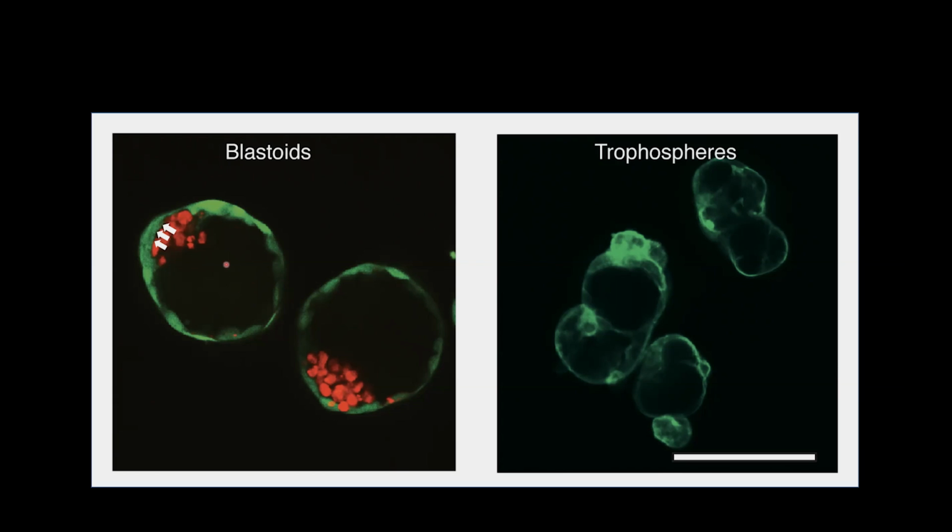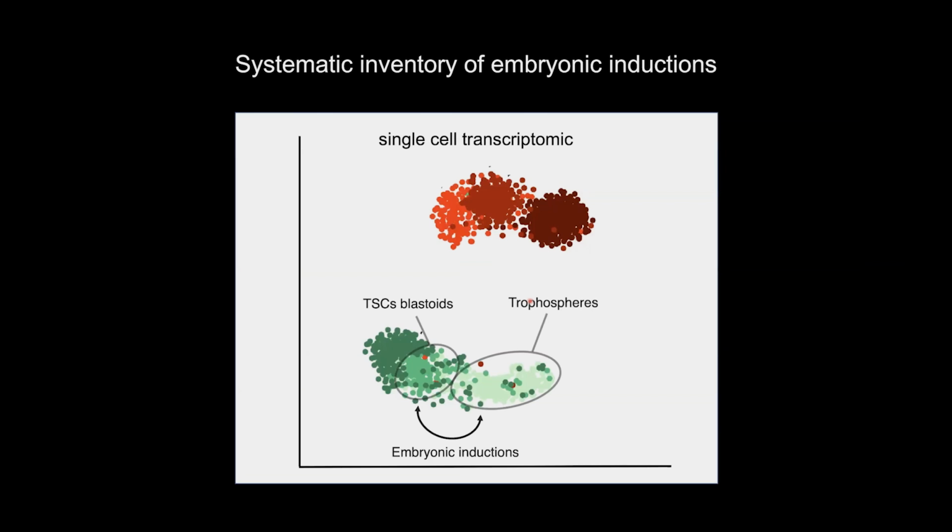And now what we can do is to systematically observe the role of those embryonic inductions by comparing blastoids and trophospheres. And this is what we did here. This was early days of single cell sequencing. What you can see here is a UMAP of single cells that were taken from either trophoblast stem cells that are cultured in 2D. So this is the starting point. You can see them here. Also embryonic stem cells that are cultured in 2D.